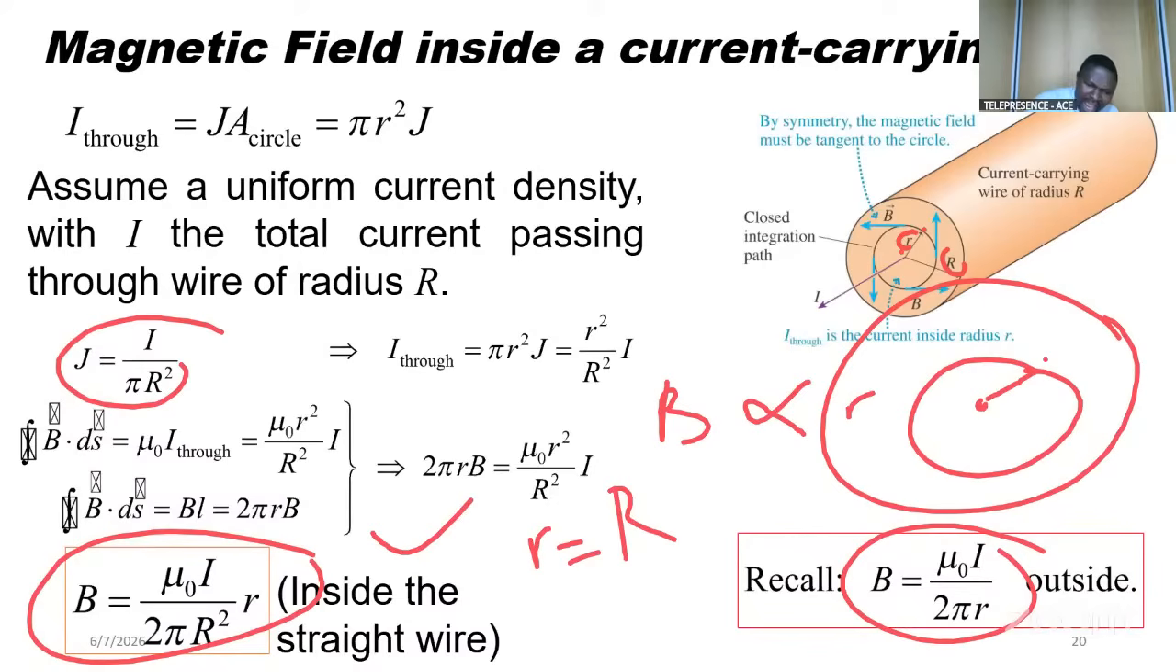But if the small r is equal to bigger R, that is, if this one is equal to this one, we are going to have the maximum magnetic field. So the two equations give the same value for B at the surface.